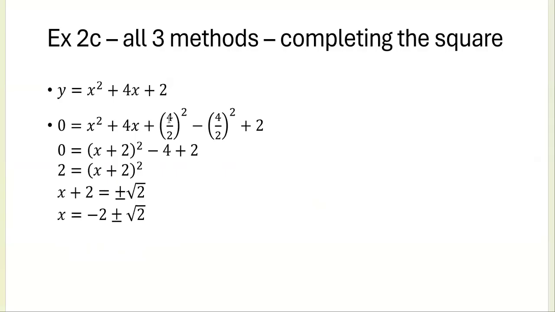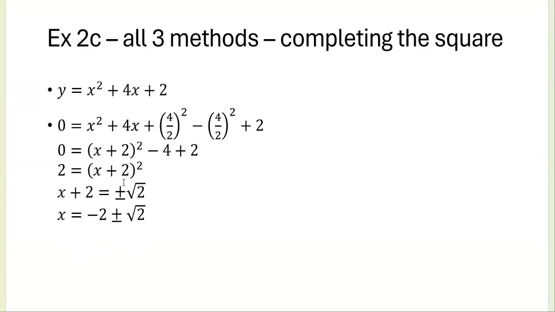So 4 divided by 2: we take this term, we divide by 2, and we square it, okay? Subtract it back right away, don't forget that. And this plus 2 remains, okay? These first three terms over here, they factor. What's 4 over 2? That's 2, so positive 2. So (x plus 2) squared, and then we have a minus 4 plus 2 over here, okay? What's minus 4 plus 2? That's minus 2. Add it to the other side, that becomes positive 2.